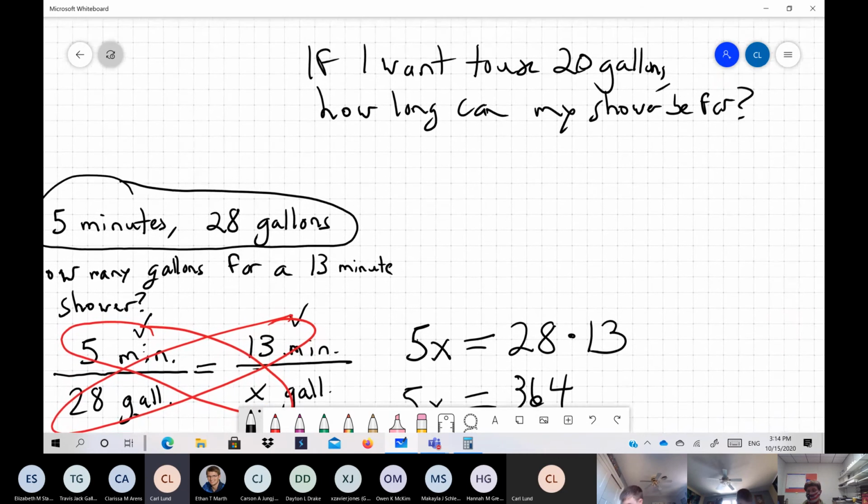How long can my shower be for? That's probably not good English, but that's okay. So again, we can still start with our same problem, our same ratio. 5 minutes takes 28 gallons.